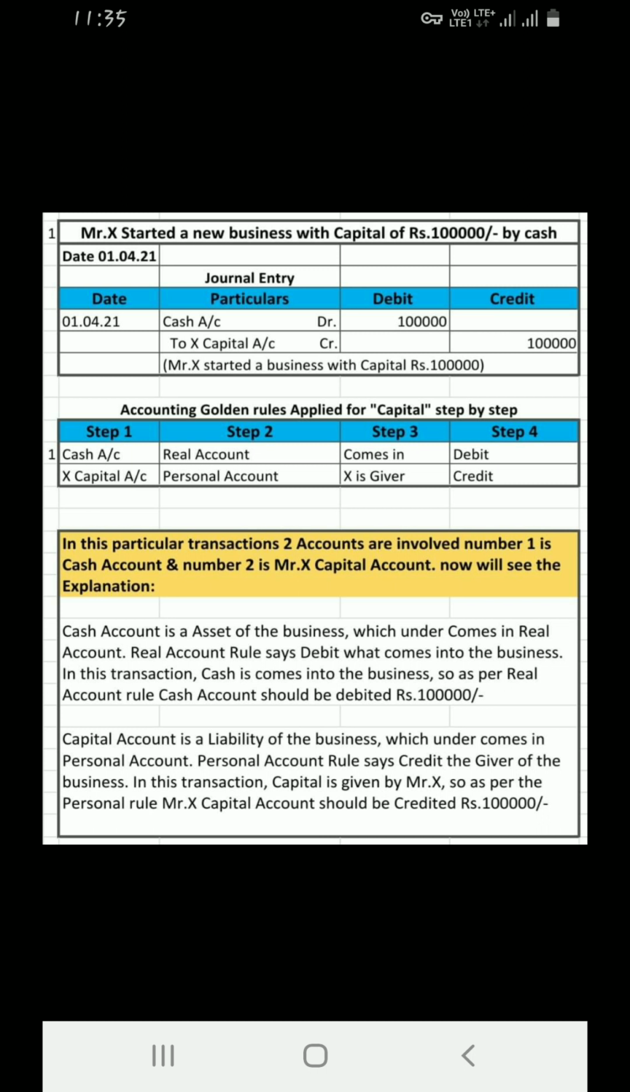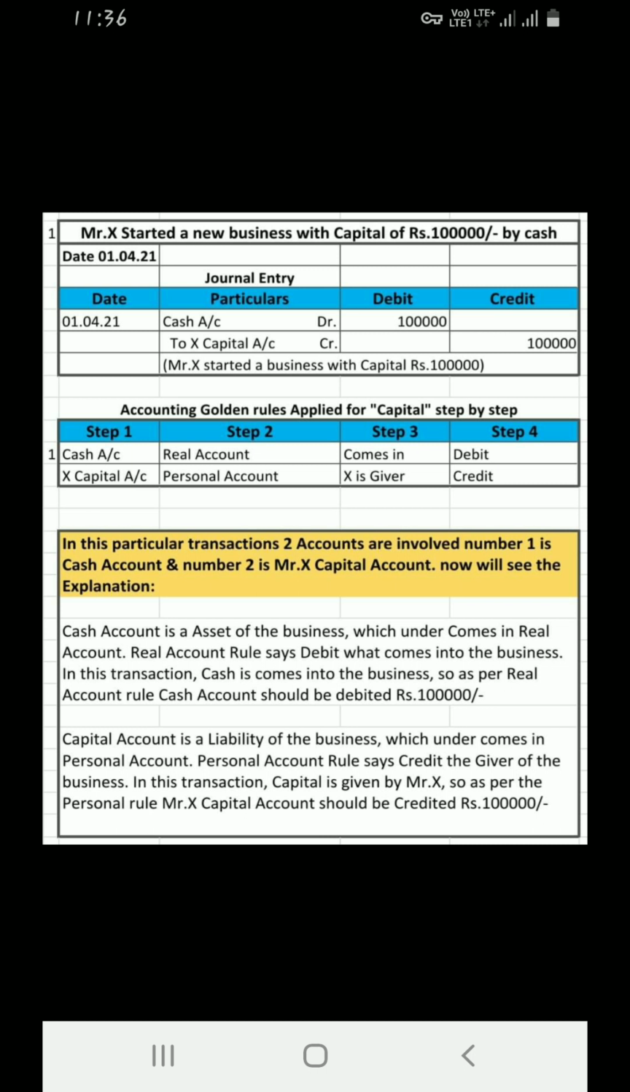What does the real account rule say? Debit what comes into the business. In this particular transaction, cash is coming into the business. So, as per the real account rule, cash account should be debited rupees 1 lakh, because cash rupees 1 lakh comes into the business. So, cash account should be debited.